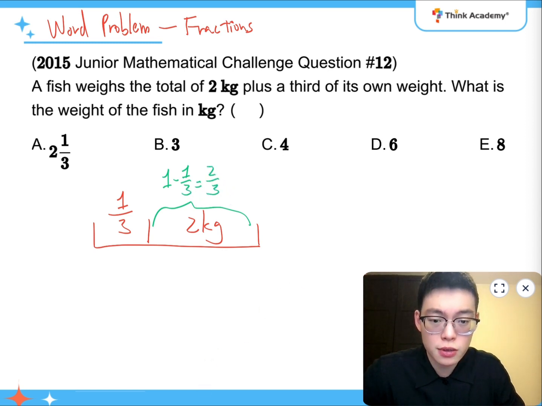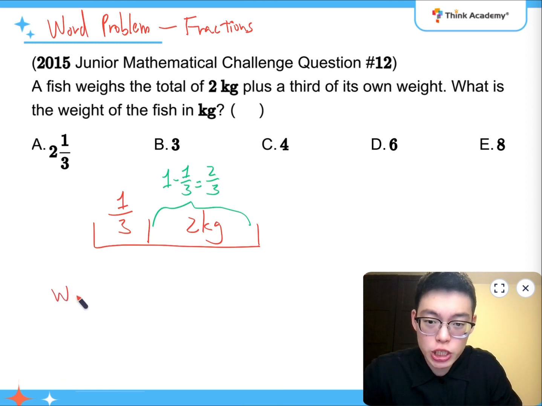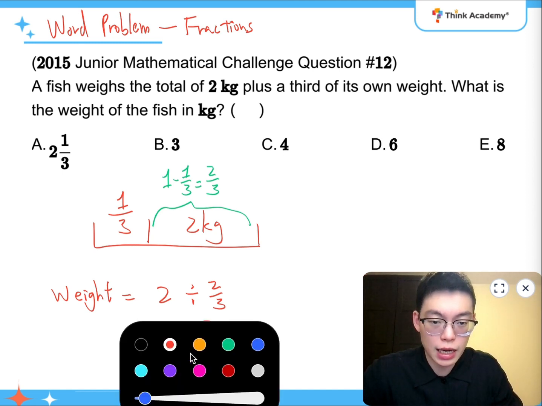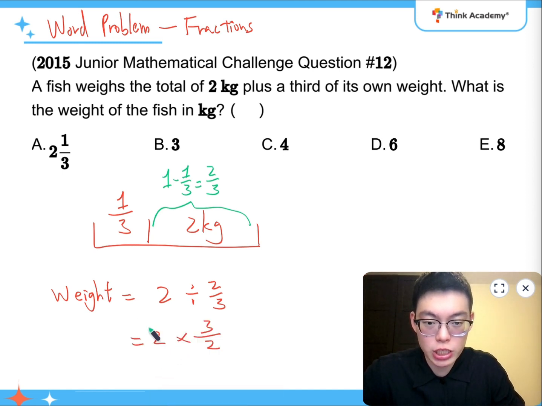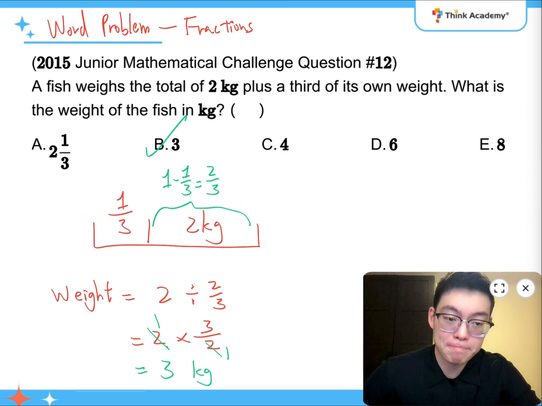the fish. So if 2 kilograms is 2/3, the weight of the fish is going to be equal to 2 divided by 2/3, which is 2 multiplying 3/2. And we can do the simplification there to see that it's going to be 3 kilograms. So the answer is B. All right, as simple as that.